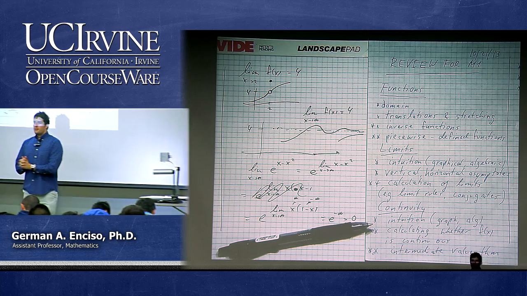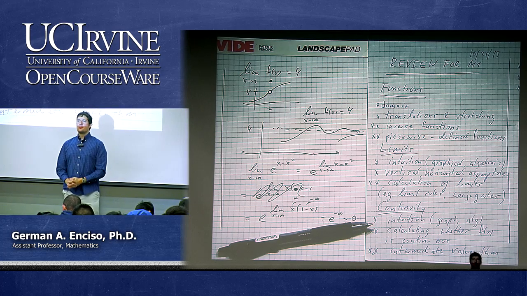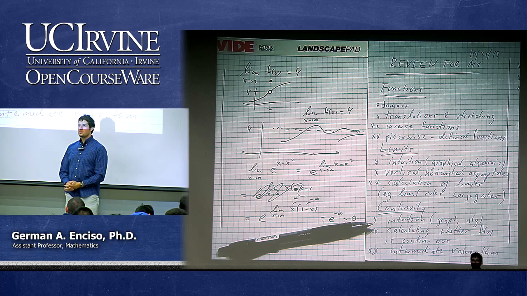So, a function is continuous when what? What does it mean for a function to be continuous? Let's say, what is the graphical intuition behind continuity?